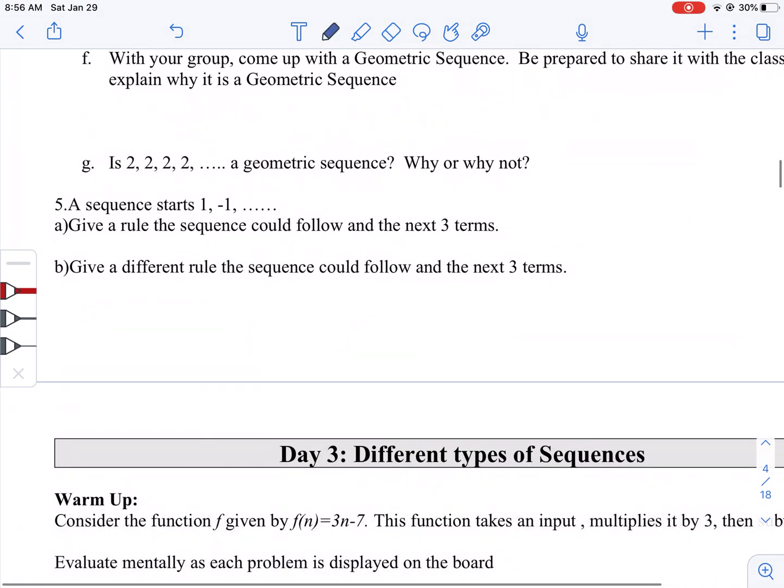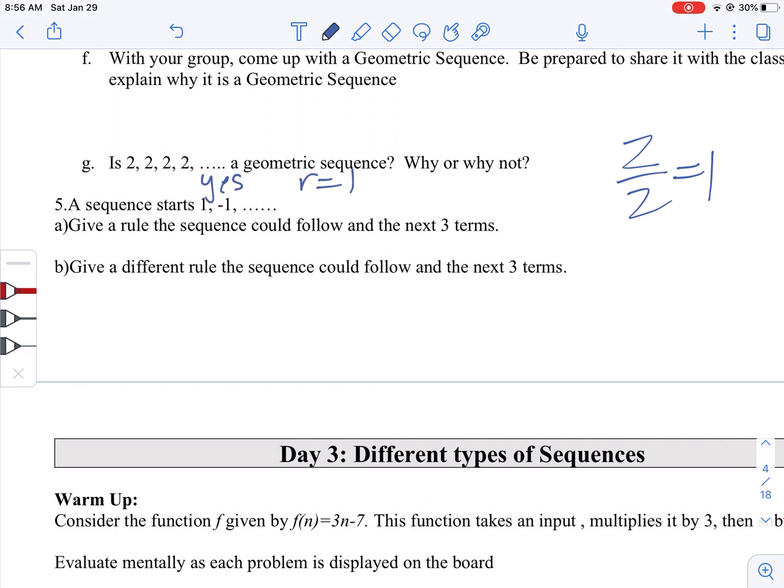And let's see, is 2, 2, 2 a geometric sequence? Why or why not? Well, if we take a term and divide it by the term before, our ratio is 1. So yeah, because we're multiplying by 1 each time. So our common growth factor is 1.